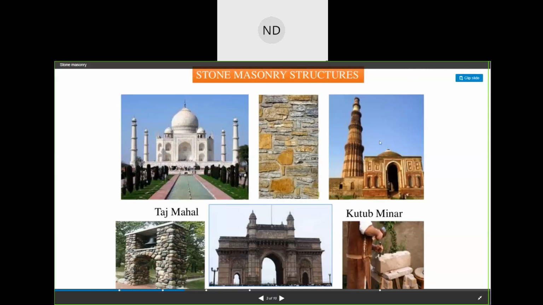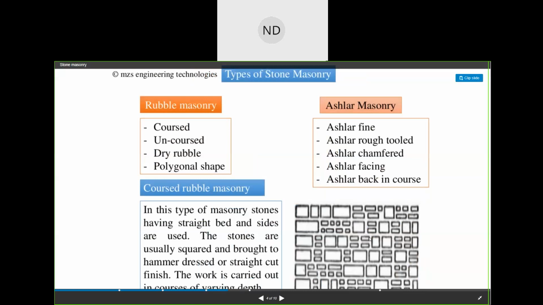So in the last class, we were talking about the stone masonry structures. These were some of the examples of stone masonries. How many different types of stone masonries are there? It can be rubble masonry, it can be ashlar masonry. Rubble masonry can be coursed, uncoursed, dry rubble, polygonal shape. Ashlar masonry can be ashlar fine, ashlar rough tooled. We have chamfered, ashlar facing, ashlar backing in course.